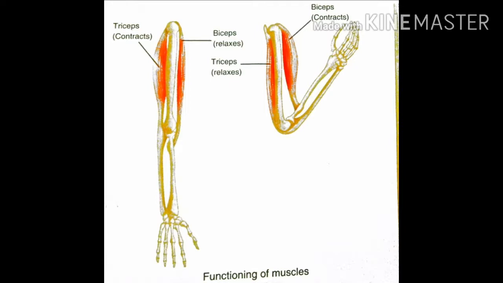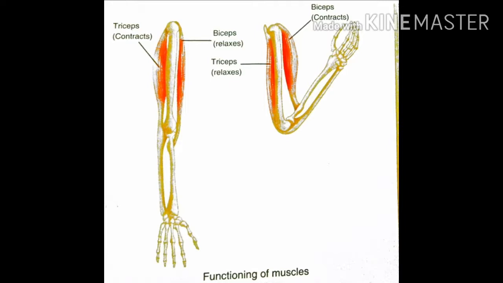When you bend your hand at the elbow, the muscle in front is called biceps. Listen, just do it. Bend your hand at the elbow. The muscle in front called biceps contracts and gets shorter, while the other one at the back, called triceps, relaxes and gets longer. This helps in raising the arm.